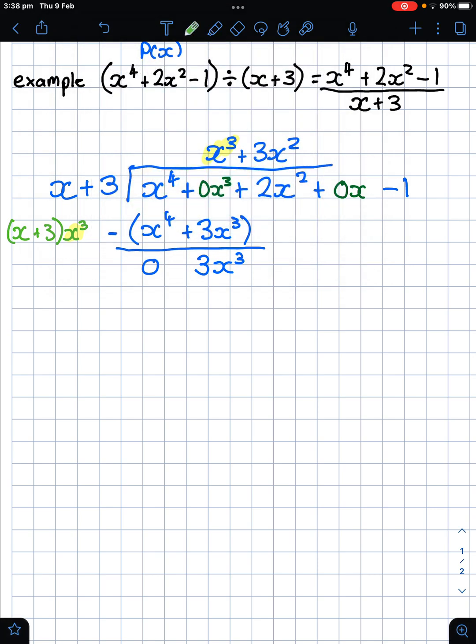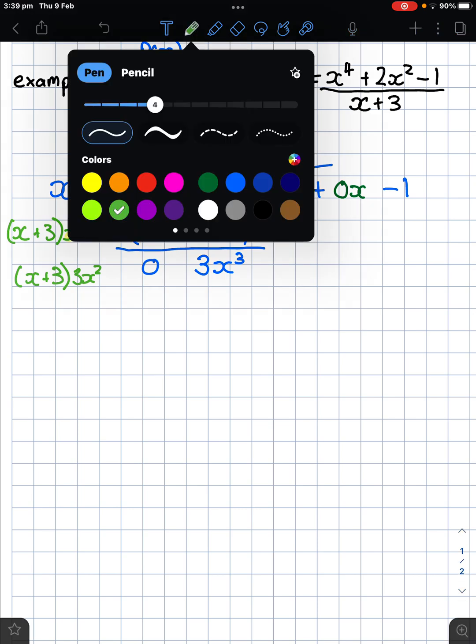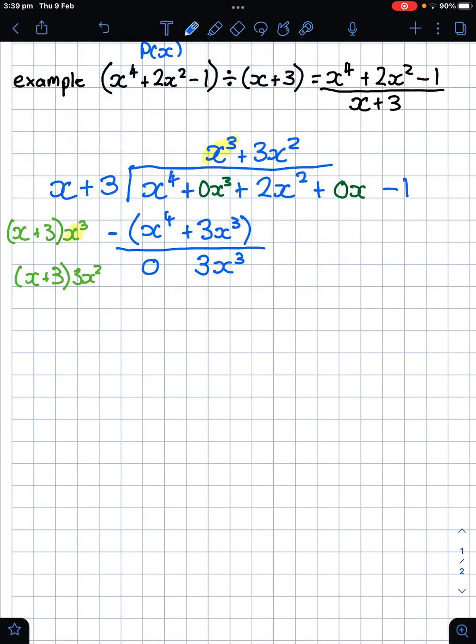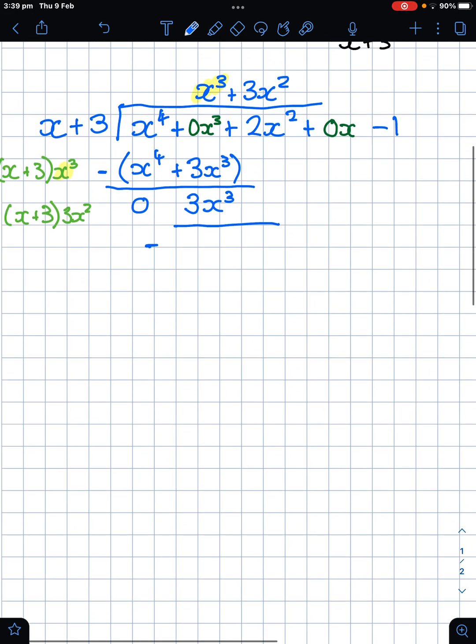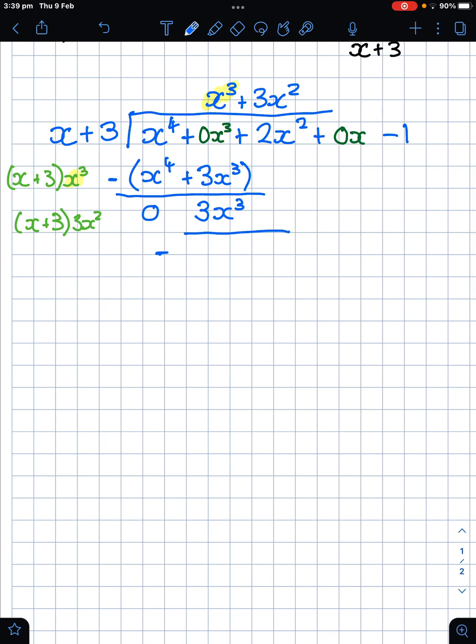And then for our next one, we're going to look at 3x squared. So we're going to have x plus 3 times 3x squared, and that is going to give us our next term. I'm going to do minus here. 3x squared times x is 3x cubed, and then 3x squared times 3 is plus 9x squared.